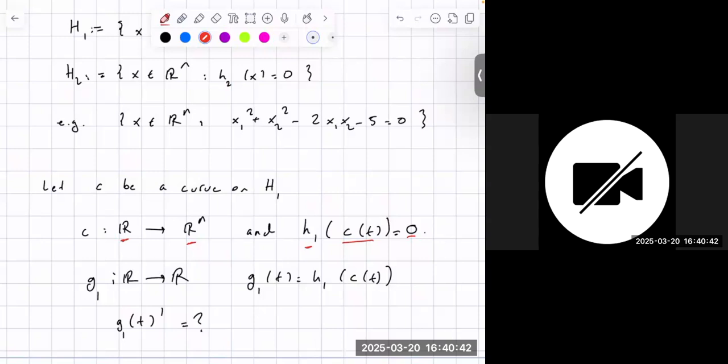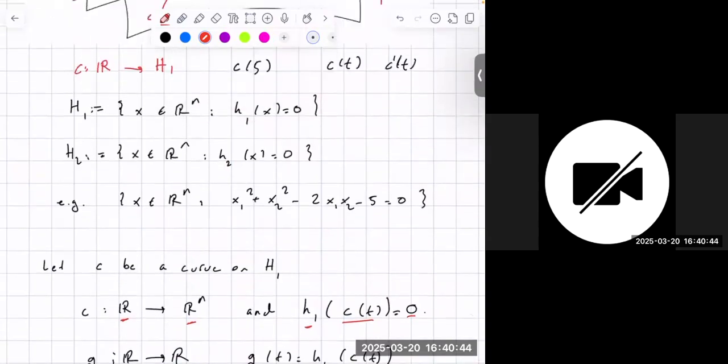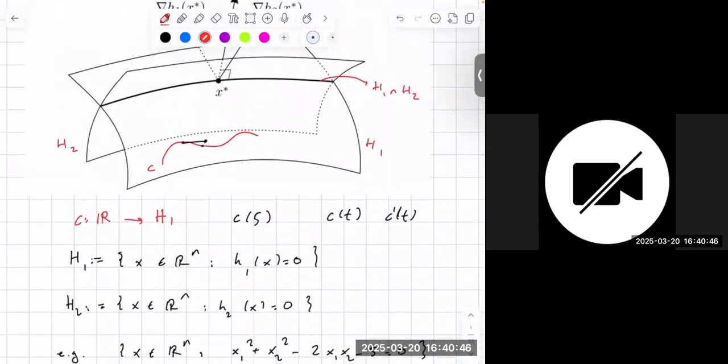So let's try to roll back and go slowly. What I said is, this was my curve, C, right? C was going from the real numbers onto the surface. And the surface was defined by an equation, H1. So I'm hoping that for every single number I plug in, H1 of C(t) is 0. And now, if this is the case, I called it a function, G1 of t.